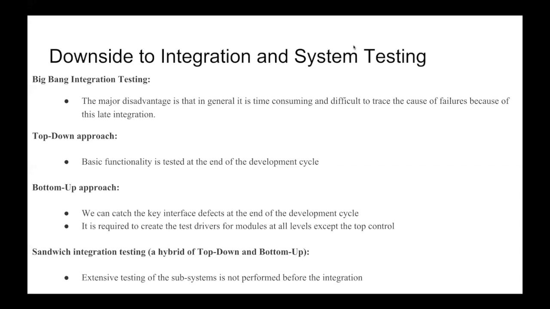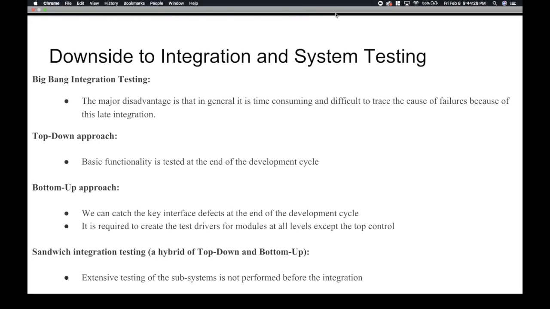Sandwich integration testing is the last one, and it's a combination of both top-down and bottom-up approaches. It is also known as hybrid integration testing or mixed integration testing. In sandwich integration testing, the system is considered to be made up of 3 different layers. A layer in the middle, which will be the target of the testing itself, a layer above the target layer, and a layer below the target layer, and then testing begins from the outer layer and converges at the middle layer. The disadvantage to this one is that extensive testing of the subsystems is not performed before the integration.